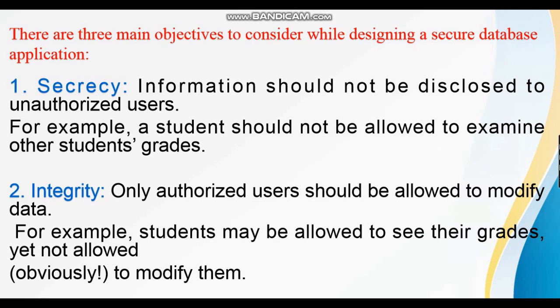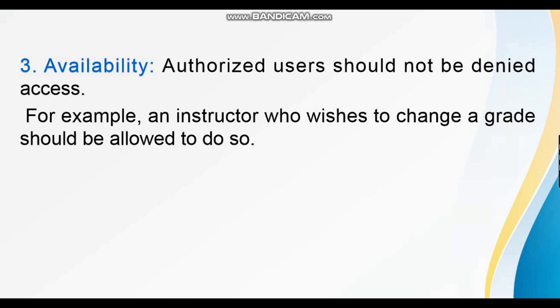Now next is what? Availability. Okay, very first one is secrecy, second one is what? Integrity, and third is what? Availability. Here, authorized users should not be denied access, right? For example, an instructor who wishes to change a grade should be allowed to do so, right? So this is secrecy, integrity, and availability.